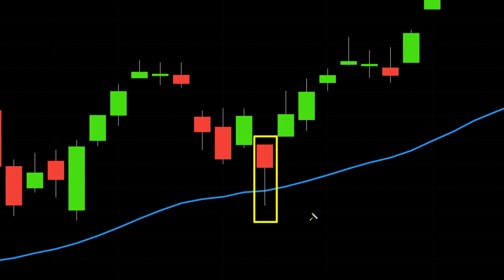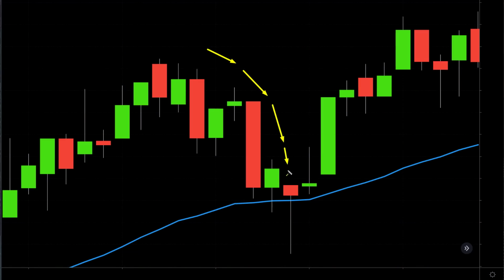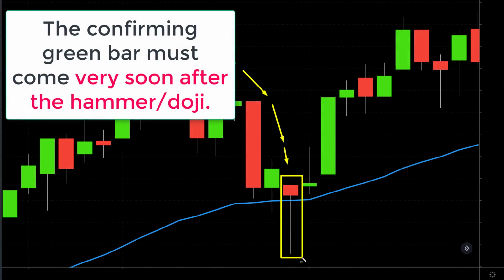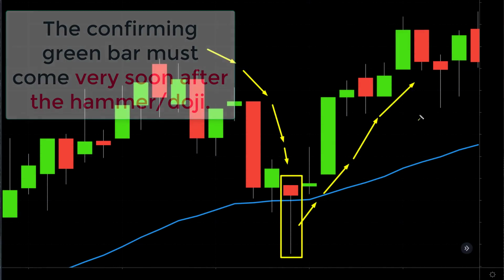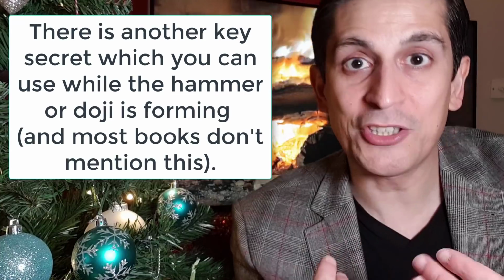After the hammer-shaped pattern or the doji pattern, ideally you would need to see a confirmation bullish signal, or indeed a bullish or positive candle bar after the doji or the hammer pattern on a moving average. However, guys, I've actually improved on this strategy even further. You see, guys, there is something even better you can do.